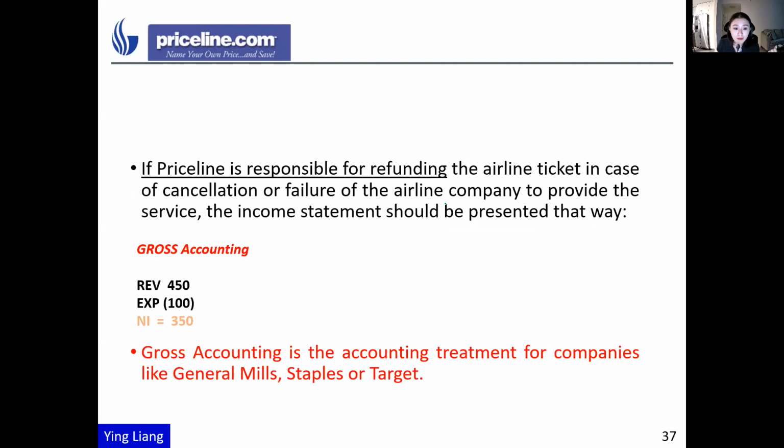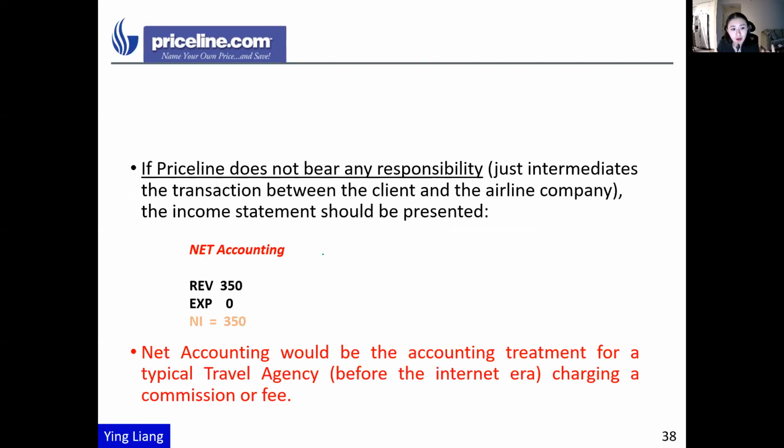That's basically what I said before. So if you are responsible for refunding, you should use gross accounting. In that sense, this is the principle. Well, a lot of companies, traditional companies, will do this gross accounting. Staples, of course, Target or General Mills. But if Priceline does not bear any responsibility, like an agent, like a middleman, just use net accounting. This is like the typical internet travel agent, the old days.